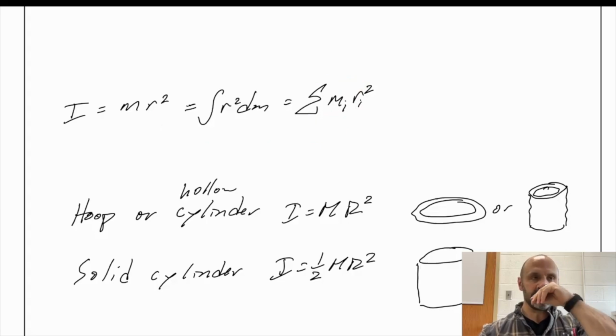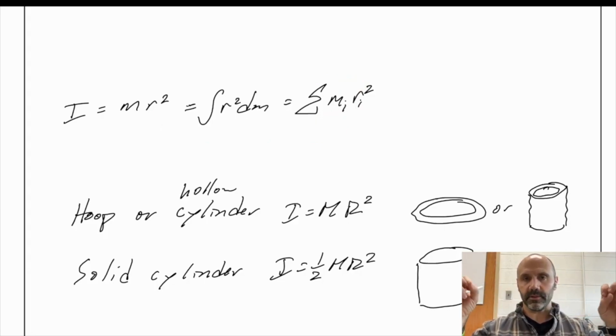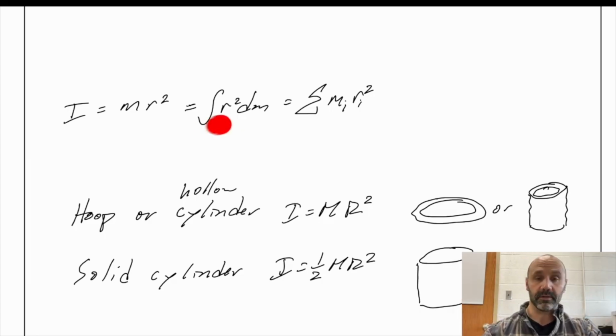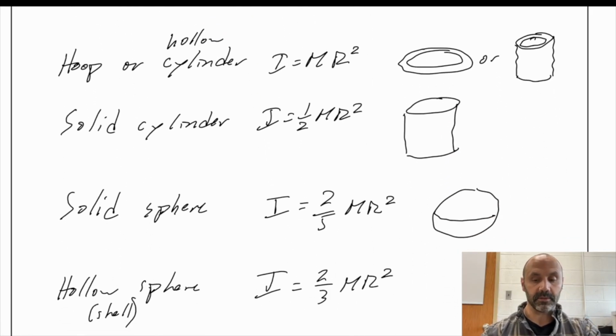Sometimes you'll have problems where there are different things that you're adding together. There are like these sticks, and then there are these spheres, or these point masses. You're adding them all up, or you've got a function of some kind. So integral r squared dm. Here are the different shapes, the common shapes, right?